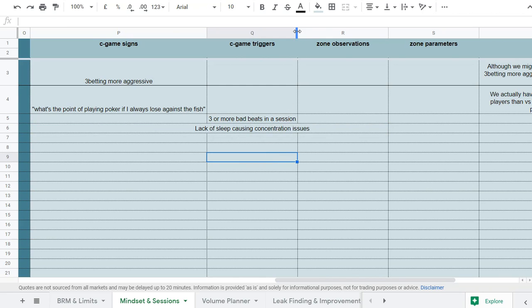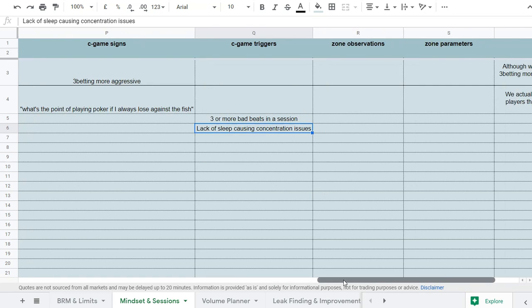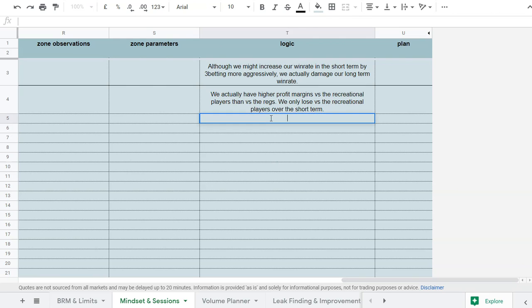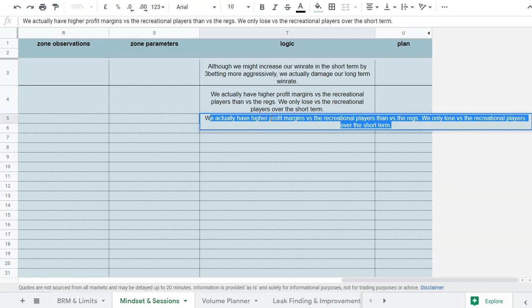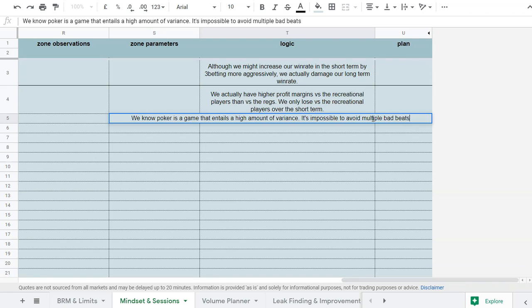Now the reason why we picked this as an example C game trigger is because although one of these involves a logic statement, the other involves a plan. Let's think about 3 or more bad beats in a session. Well, the logic here is we know poker is a game that entails a high amount of variance. It's impossible to avoid multiple bad beats in the short term.